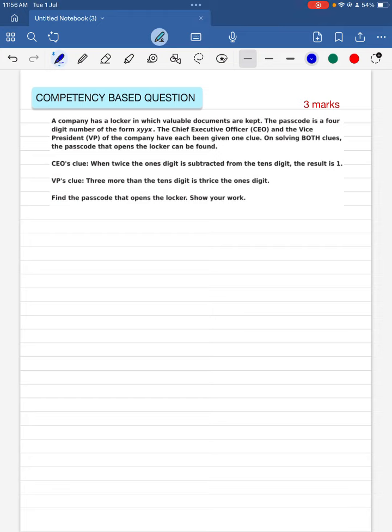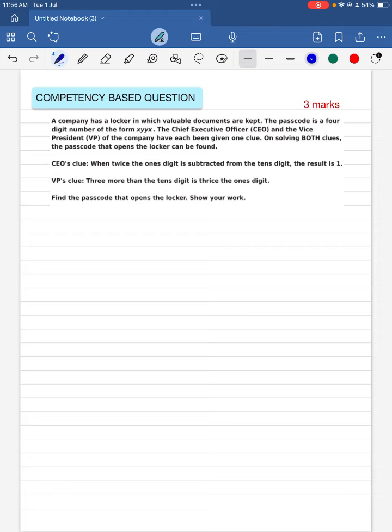Now the CEO's clue is when twice the ones digit is subtracted from the tens digit, the result is 1. The VP's clue is 3 more than the tens digit is thrice the ones digit. Find the passcode that opens the locker. You have to show your work.